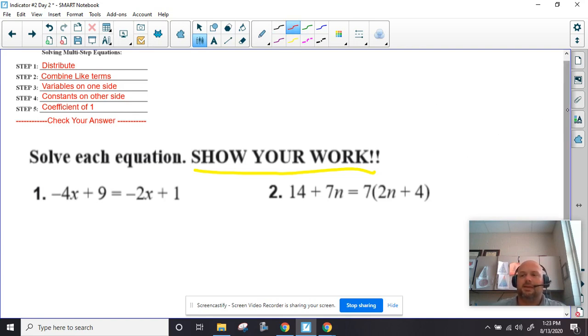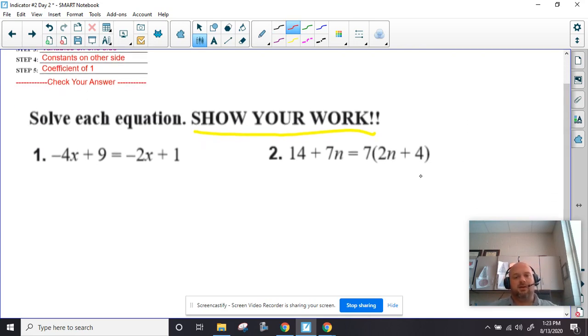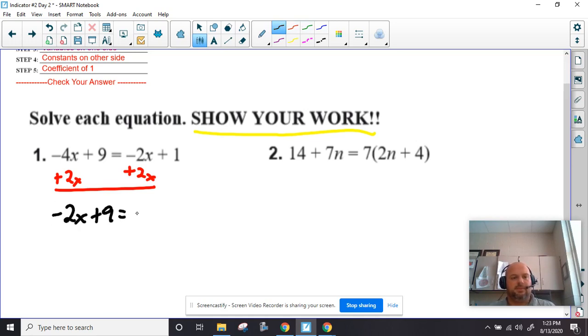All right. So our goal is to try to get everything on the left over here, like the variables on the left. All right, number one, we don't have to distribute. So I'm going to move this by doing this right here. Okay, getting some static somehow. Now, from here, this becomes negative 2x plus 9 equals 1. Now it's a two-step equation.